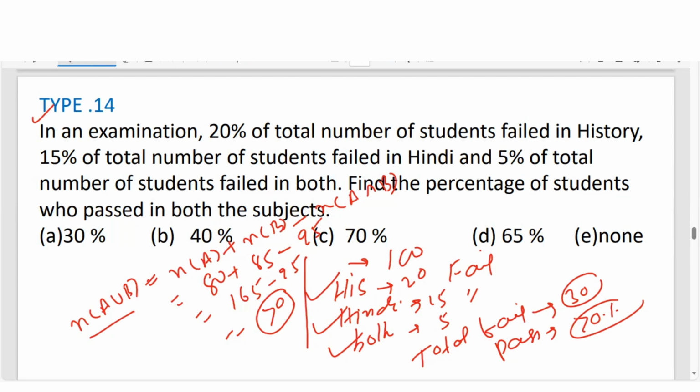N of A union B, that means the total number of A and B, is the number of A plus the number of B minus the intersection, that is the common of A and B. You have to subtract. Here the fail is given, we need pass, so just convert to pass. 20% fail, so 80% pass. 15% fail, that means 85% pass. And here 5% fail, so how much pass? 95. So 80 plus 85 minus 95, you are getting 165 minus 95. That is 70. So 70% is our right answer by both ways.